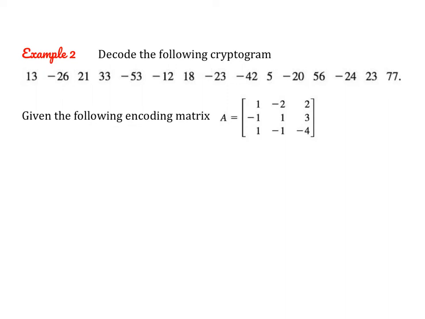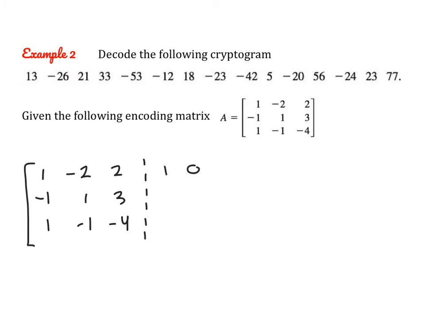Okay, so here we're going to decipher this coded cryptogram, and we're going to use this encoding matrix. So the first thing we're going to need to do is find the inverse, because that will be our decoding matrix. So remember, the way that we find an inverse, we create an augmented matrix with our original matrix on the left, and then we put an identity matrix on the right that matches the same dimensions.